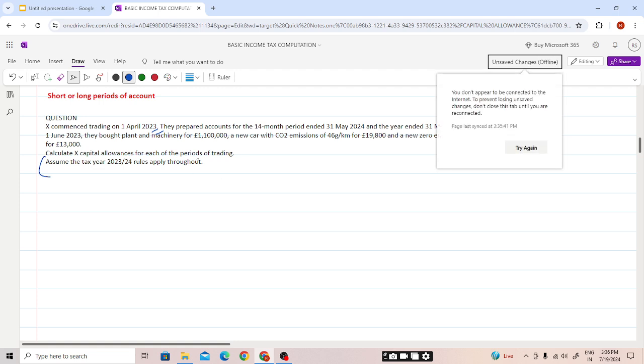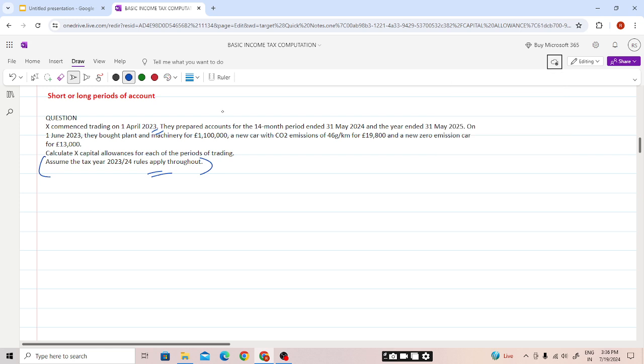This assumption, students, is from the previous chapter we have learned. It's an assumption, but in your examination, the accounting period will end on 31st March or 5th April. Please keep this clear in mind.